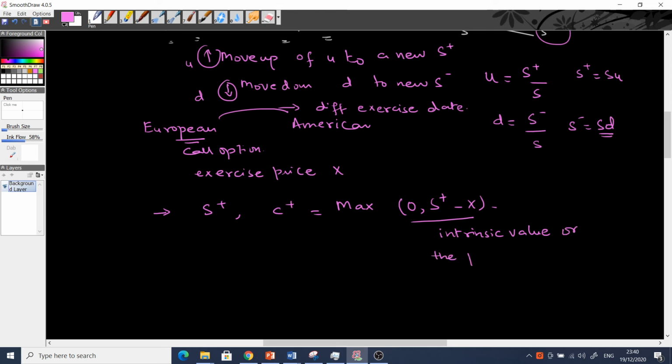or the payoff at expiration, at the date of expiration. Now similarly, this is for s plus. Then what will happen with s minus? It would be c minus. It is equivalent to max of 0, and then s minus x, and this would be the same intrinsic value or the payoff at expiration.